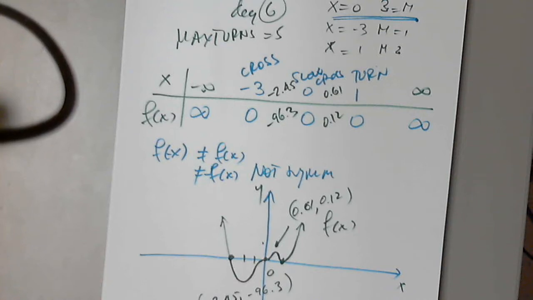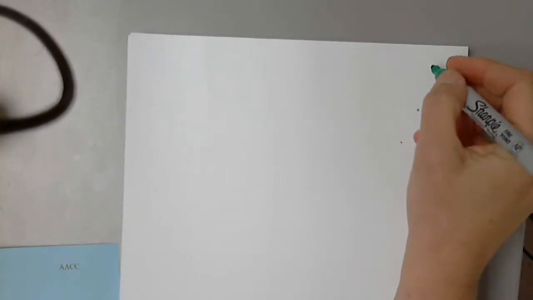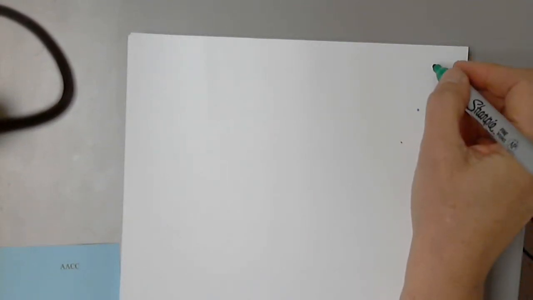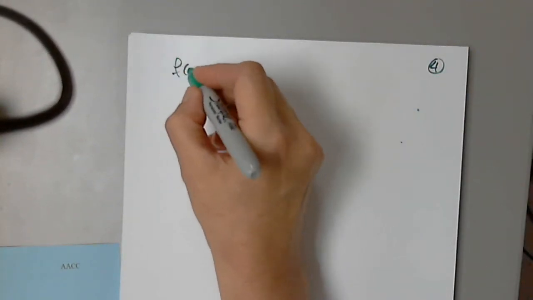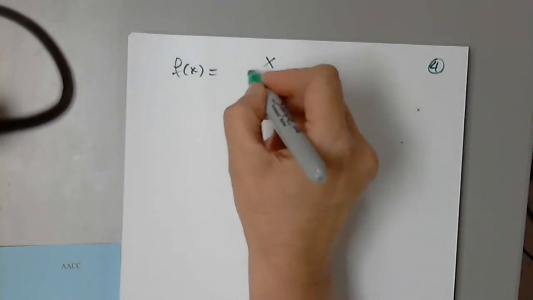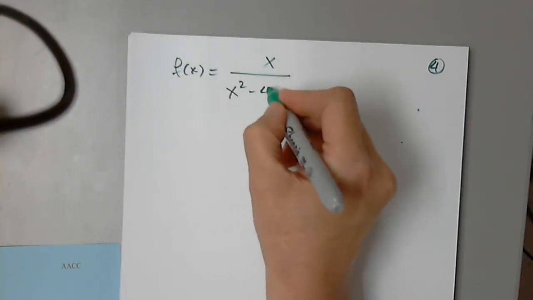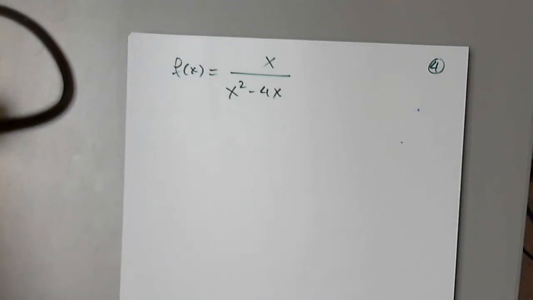Okay. Good. So let's look at the other one. Any questions on this one? Is it clear now? Okay. So let's look at the other one. The other one was a rational function, which is f of x equals x over x squared minus 4x.